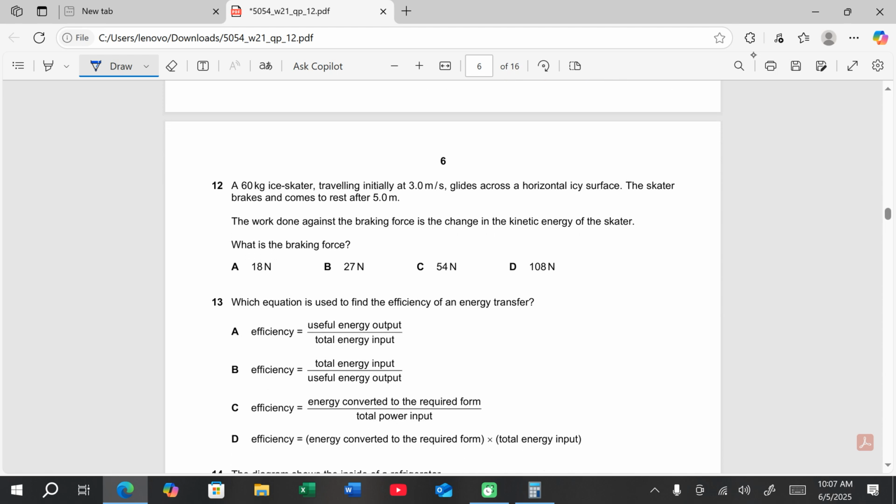So since it says the work done is equal to kinetic energy, I'm going to apply this formula. Now force is the one that we need to find out. Distance is 5, 1 by 2, mass is 60, and V is given as 3 squared. So when you solve this, this is going to give you 54.